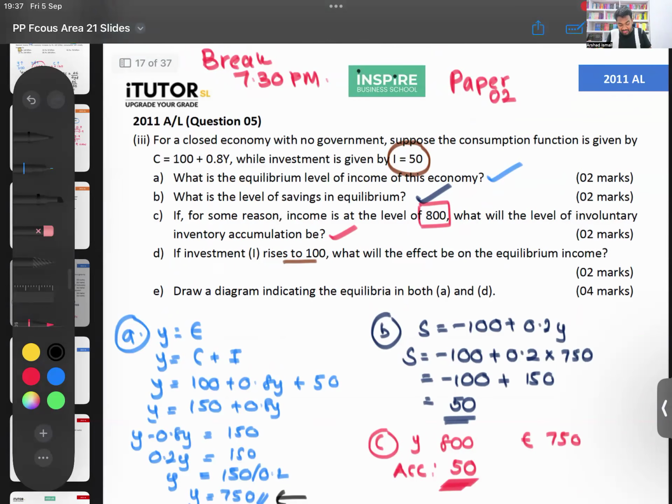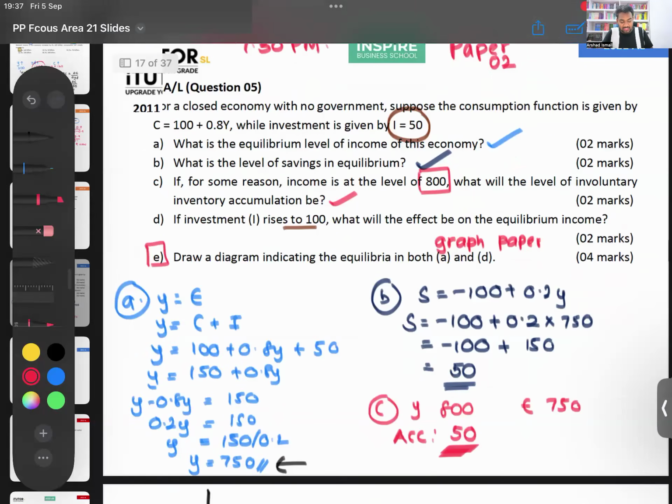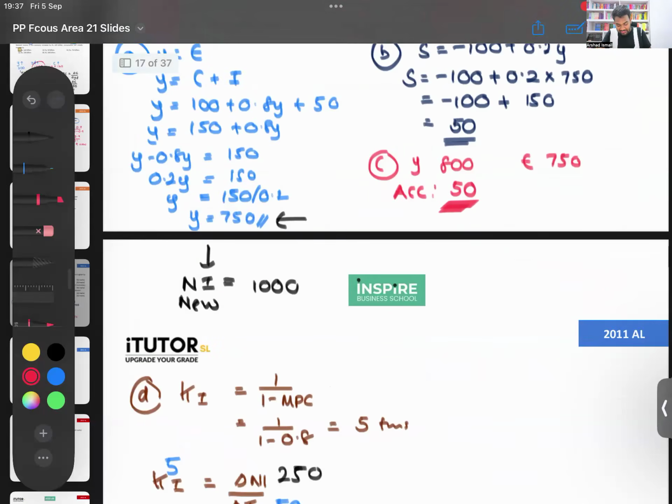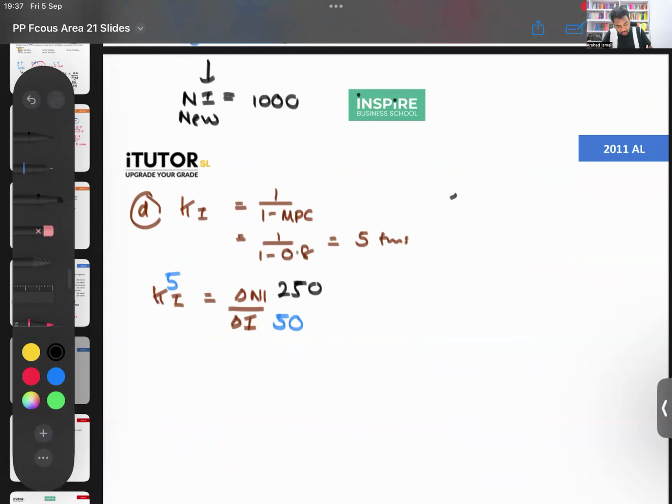Then in part E, they are saying, draw a diagram indicating the equilibria of A and D. Now, this kind of a diagram, ideally, has to go on a graph paper, right? So I'll quickly show you. You can take a scale and draw at home. So show both equilibriums. So A, B, C, D. I'll put it over here. So you're drawing the graph.